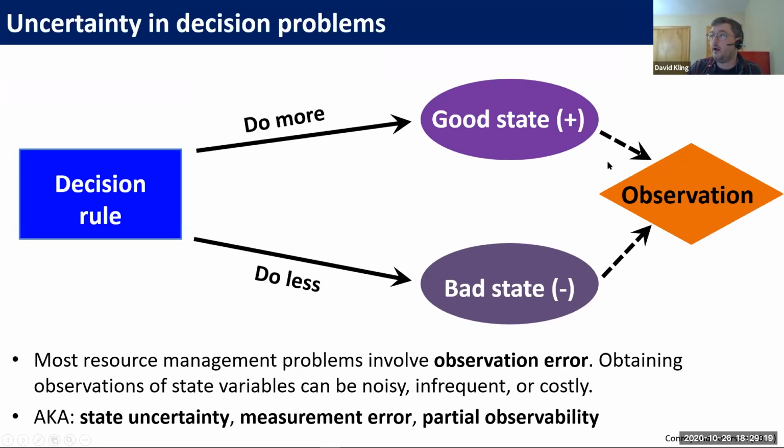In other words, you can't perfectly see how the outcome of your action turns up in the state variable. Instead, at best, you have an observation to work with that may contain error. Some jargon for this source of uncertainty is state uncertainty. I've used that in some of my work. Measurement error is usually the easiest way to convey it to a broad audience, or partial observability is a technical term that comes up a lot in some of our tutorial content as well.